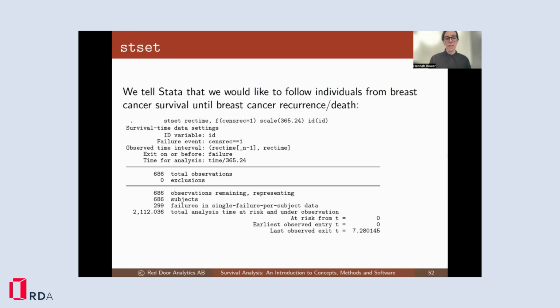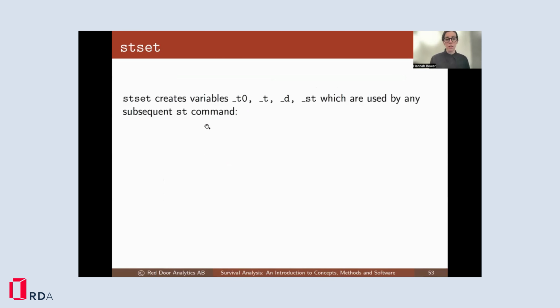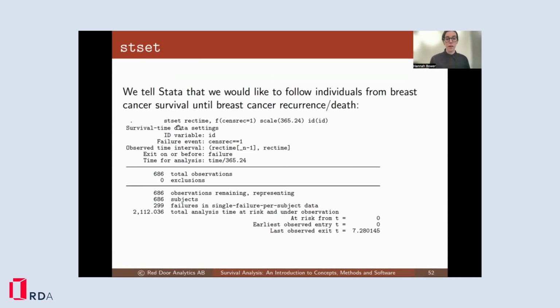So we do that using the stset command. Here you can see we write stset, then we write rec time here. This tells us to follow from up until the time at which we have rec time, and this is the time in days. We have this option F, which stands for failure, and this is when sens rec is equal to 1. So our event of interest is when sens rec is equal to 1, when we have individuals that die or have a recurrence.